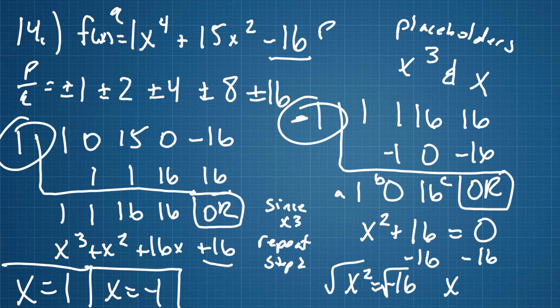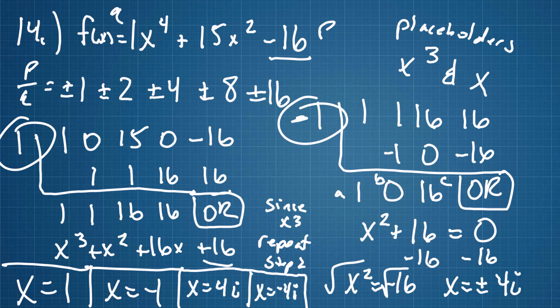Square root both sides. I get x is equal to plus or minus 4i, because the negative turns into the i. Square root of 16 is 4. And guys, that's actually 2 answers. So my other 2 answers are x is equal to 4i and x is equal to negative 4i. So 1, 2, 1, 2, 3, 4 answers. All right, and that's it for 14.